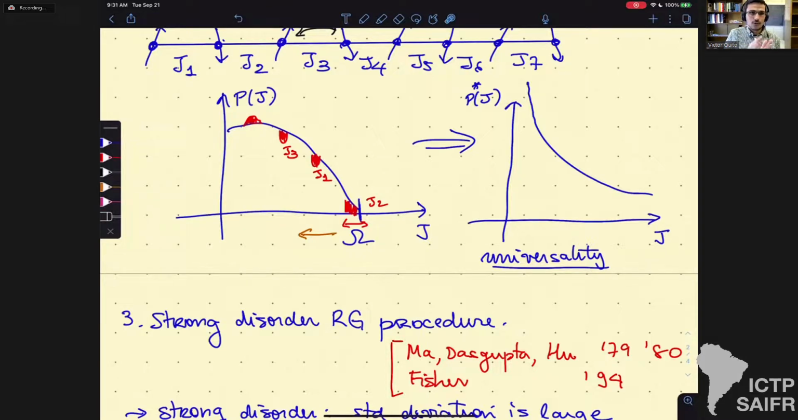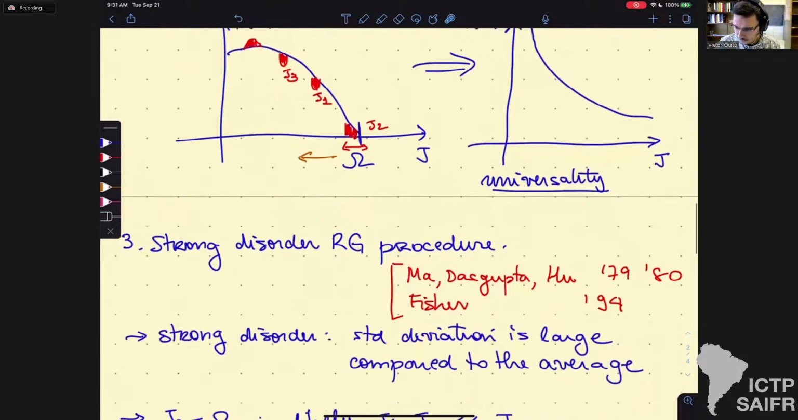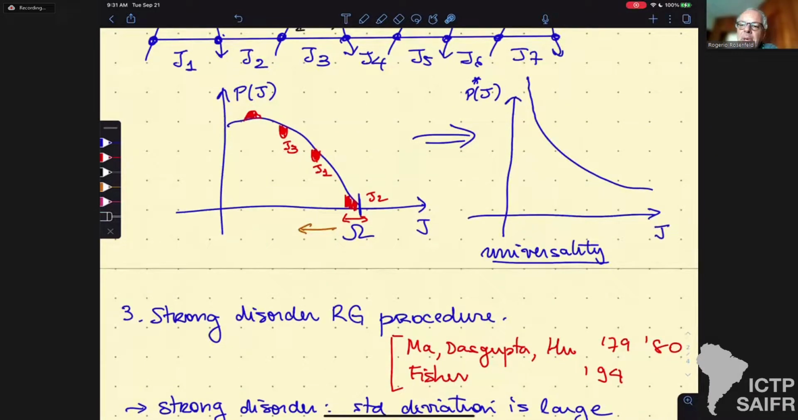And notice, just to connect with RGs that are not related to this disordered case, that here we have to take care of the flow of a distribution. It's not 1 or 2 couplings. This is a flow equation for the entire function. It's a functional type of procedure. Sorry, is this a power law? This is a power law.